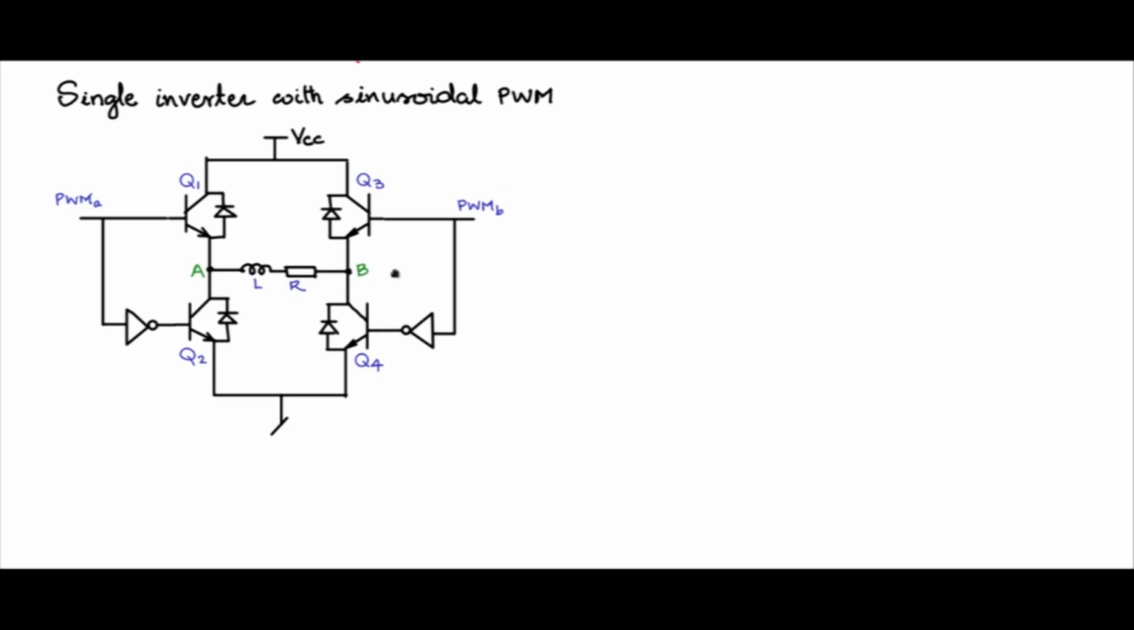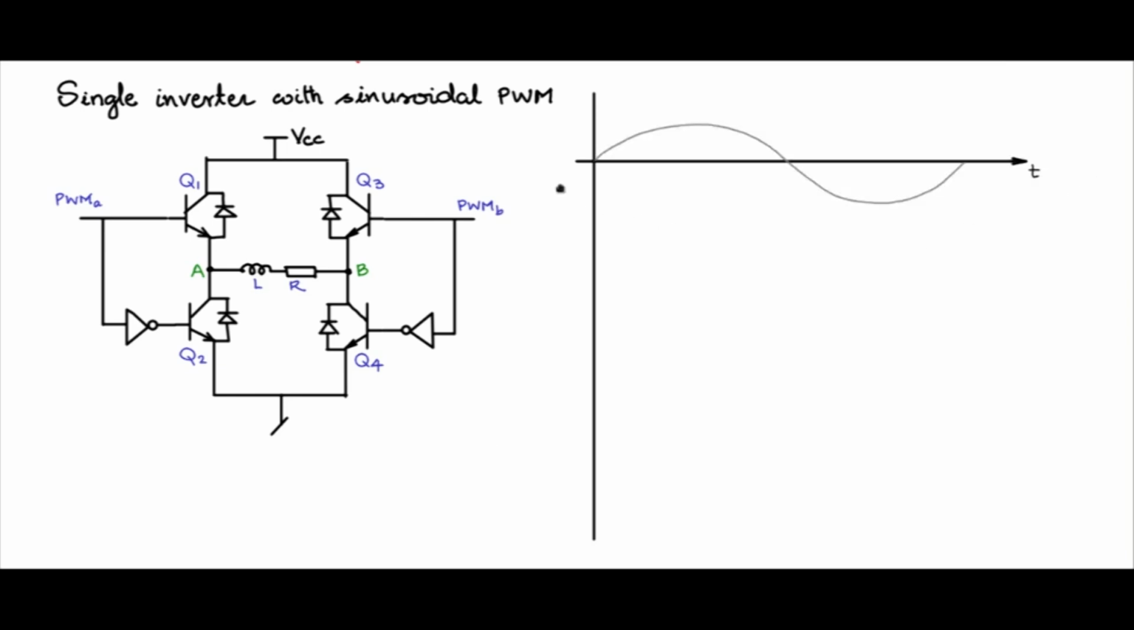So now let us draw some waveforms and try to understand how sinusoidal PWM can be established. So let us take a time waveform and let me draw the modulating signal. This is supposed to be the sine wave modulating signal, and it could be a 50 Hz sine wave if it is for a 50 Hz application. Now across AB, after filtering, we would like to have a sine wave shape like that.